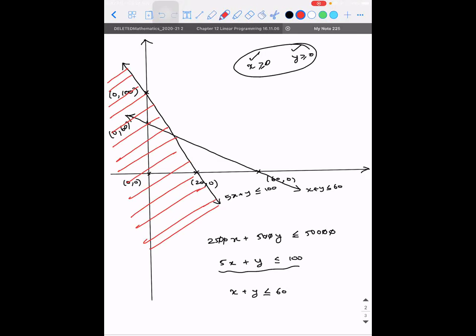Similarly, if I substitute 0, 0 in x plus y less than or equal to 60, is it satisfying or not? Yes, sir. So it is satisfying. So let me take another color. Right. By doing so, I got different regions. Now I need to choose the common region. What is a common region that we are able to see? Is this not the common region that we are able to see?